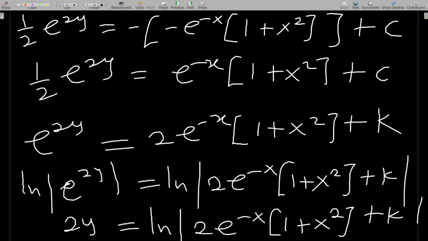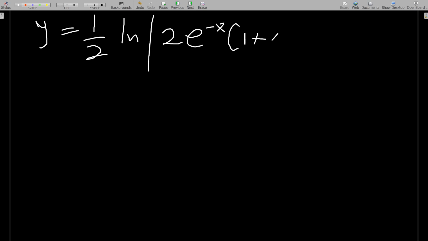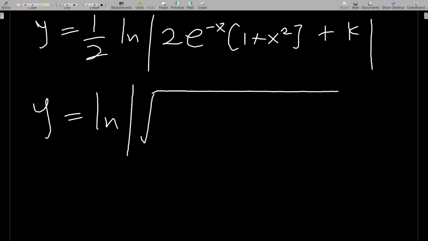Because when the 2y comes down, you have ln of e, and ln of e is 1, because ln is the logarithm to the base e. So finally y is simply equal to half ln of 2e to the negative x into 1 plus x squared plus k. And some people will just take this half into it and, since this is a logarithm, have the square root of 2e to the negative x, 1 plus x squared, plus k.